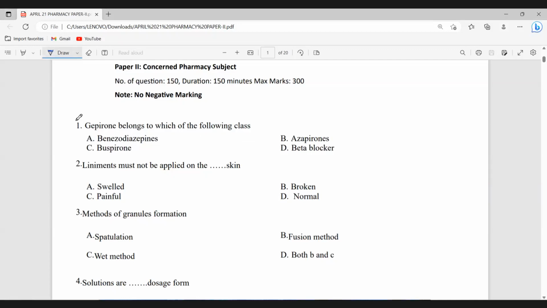Coming on to today's first question. Our first question is, Gepirone belongs to which class of drug? The answer is azapirones. This Gepirone belongs to the class of azapirone.